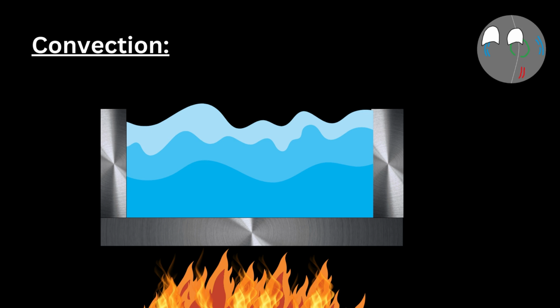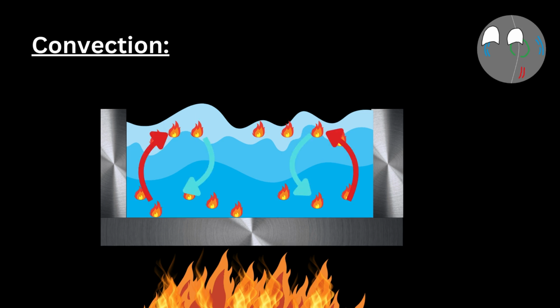Hot water is less dense than the room temperature water. So the hot water will rise up and slowly cool, while the room temperature water will dive down and heat up. Now this new hotter water will rise up and the cycle repeats. This is practically how convection works.